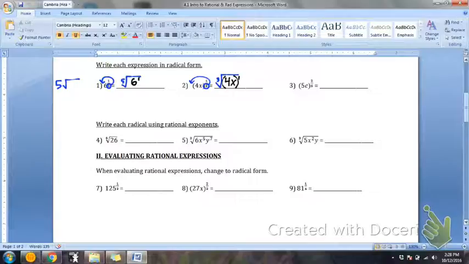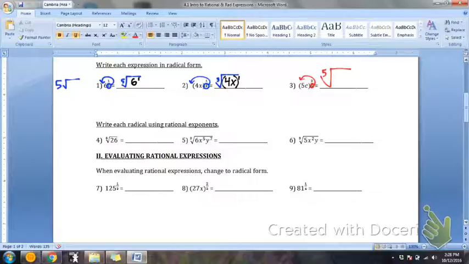Try number 3 and see if we can come up with the same answer. What do you think the answer for number 3 is? And then reduce your fraction. Oh, you reduce it? Always. Okay, so 5 comes out to be my root. So I have the 5th root.